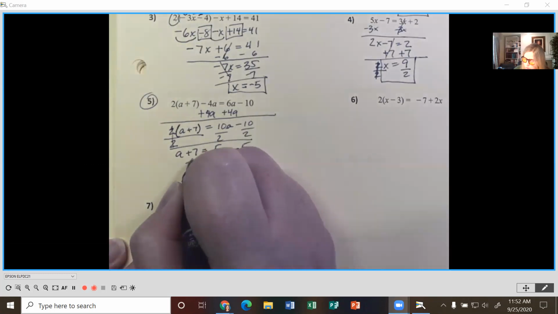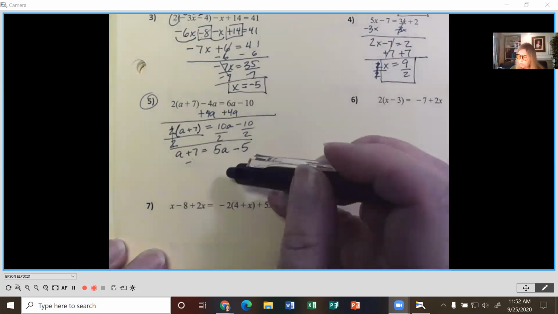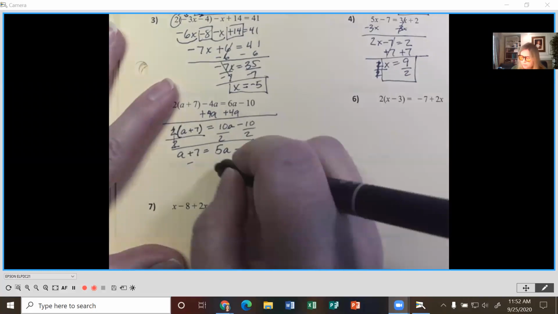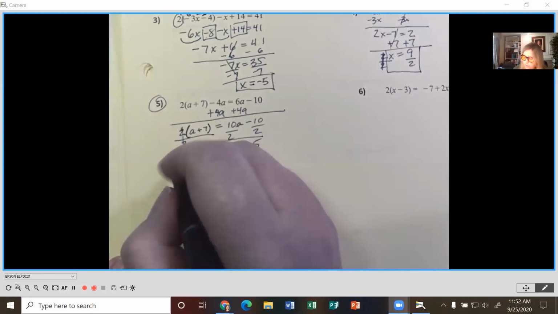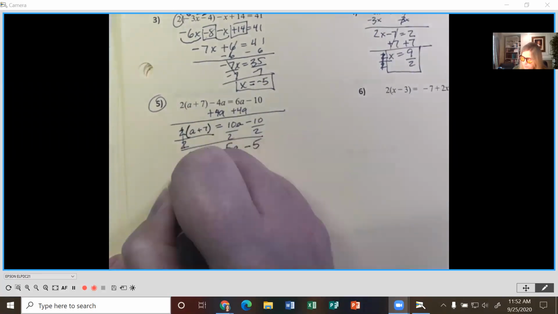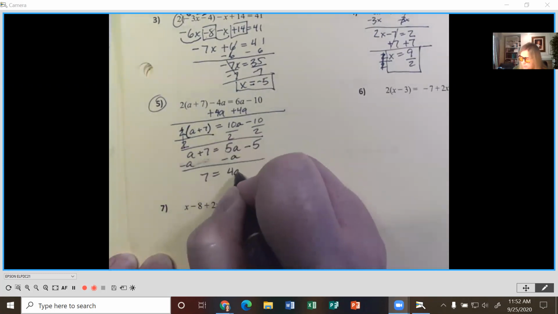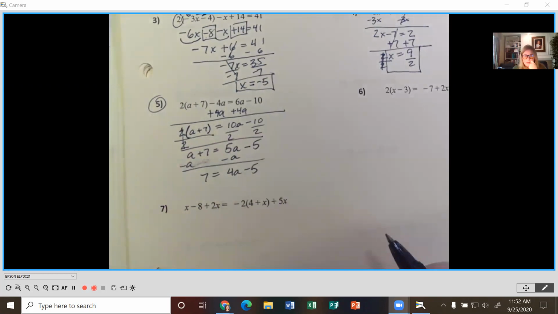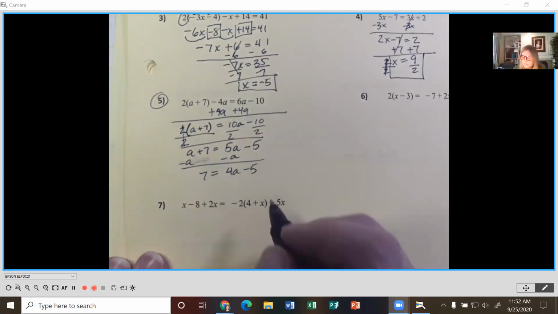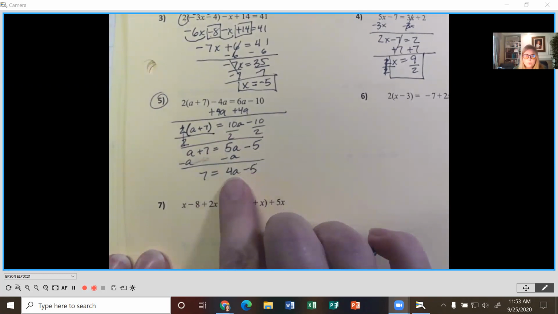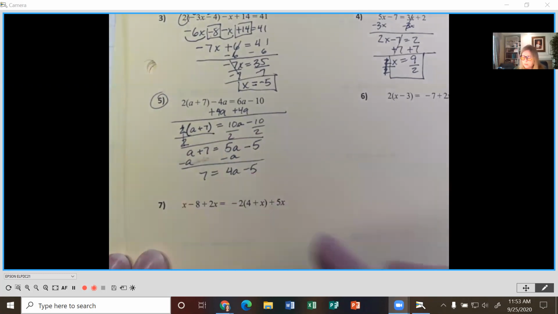Then we're going to get all of our A's together on one side. That's larger, so I'm going to leave that one there. And I'll subtract A from each side. This gives me 7 equals 5A minus A is 4A minus 5. Then I'll add 5 to each side to get the numbers together. So I have all the A's on the right-hand side. I will want all the numbers on the left-hand side.